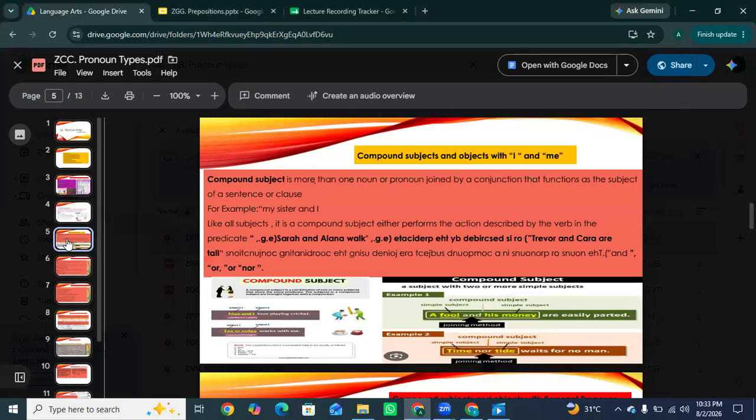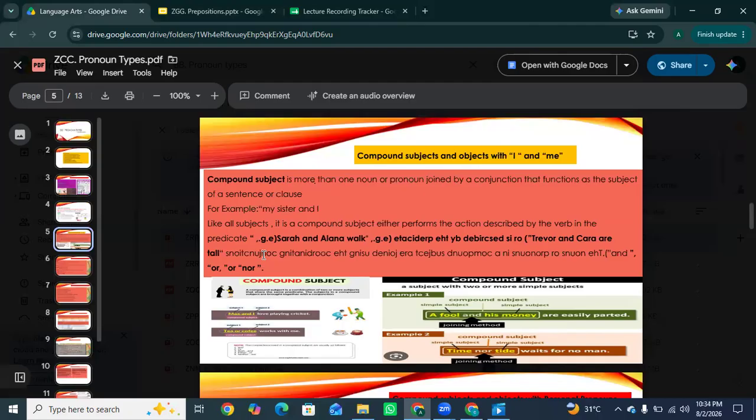Okay. So, the next one is compound subjects and objects with I and me. Okay. A compound subject is more than one noun or pronoun joined by a conjunction that functions as the subject of a sentence or clause. So basically, it introduces compound subjects, when two or more subjects are joined by words like and, or, nor. Okay. So, what are compound subjects? Compound subject means that more than one person or thing is doing the action.